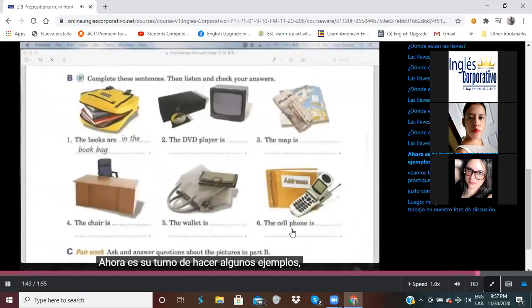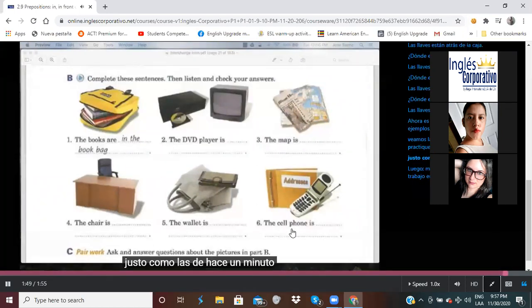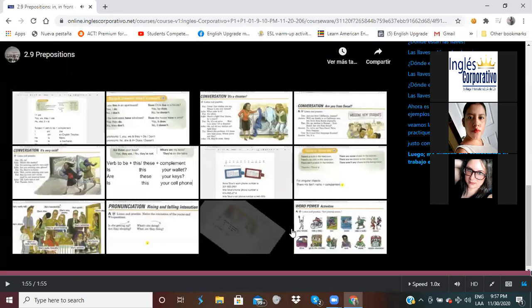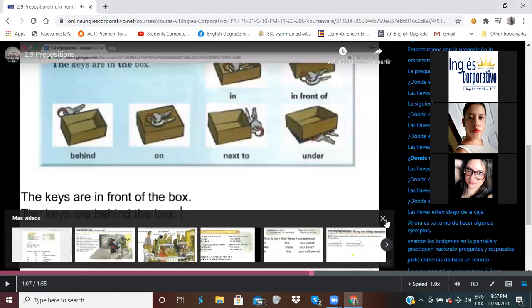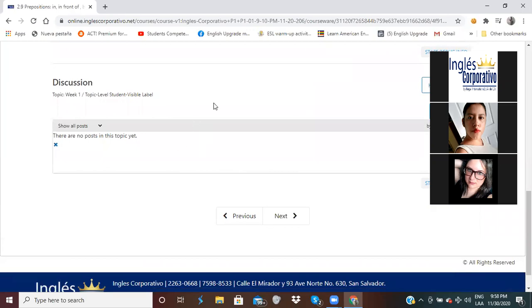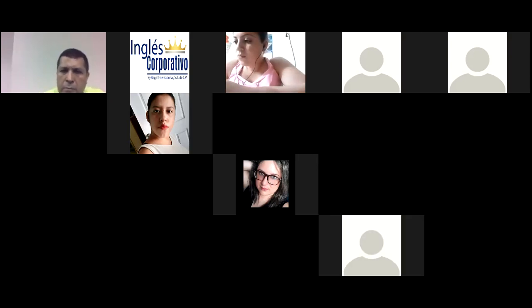Now it's your turn to make some examples. Look at the images on the screen and practice making the questions and answers, just like we did a minute ago. Then I would like for you to share your work in our discussion forums. Okay, so in this example, where are the keys? Me va a dar una oración con in front of, behind, on, next to, y under. Y las van a escribir acá en la discussion forum. Any questions? No question. All right. Ready? Go.